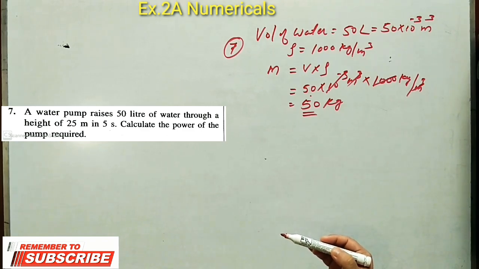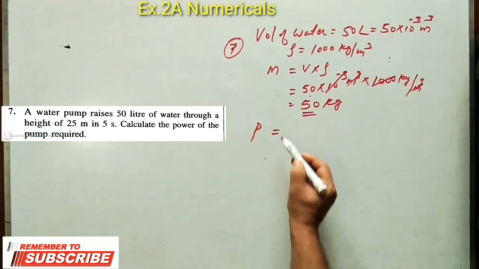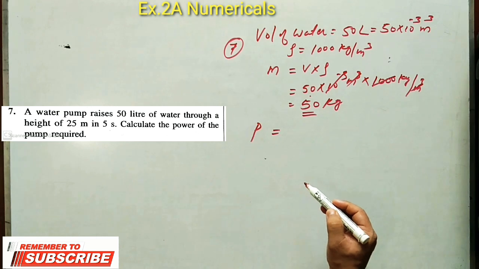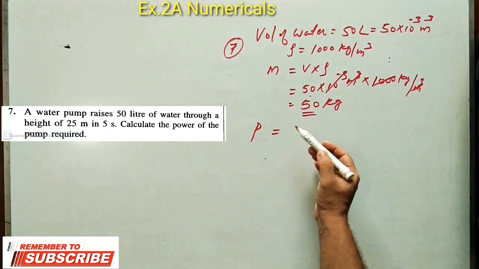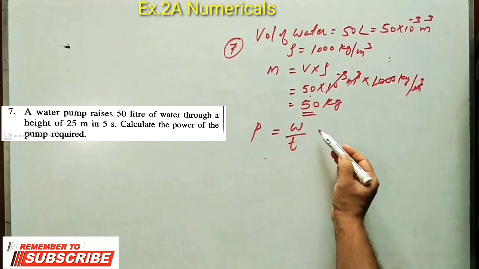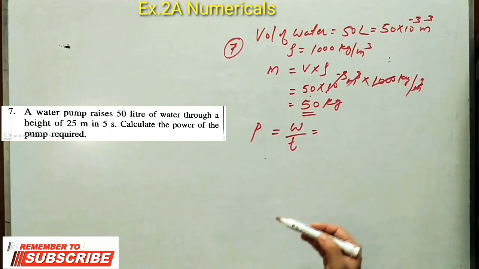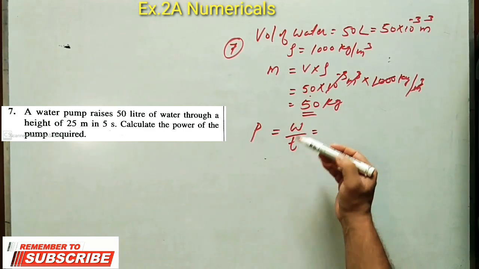What do you have to calculate here? We have to calculate the power of the pump required. So power of the pump. The pump is raising 50 liter of water through a height of 25 meter. So power is equal to rate of doing work, W by t. So what is the work done here? See, look at the problem. What's the expression for work done? Students often get confused here.